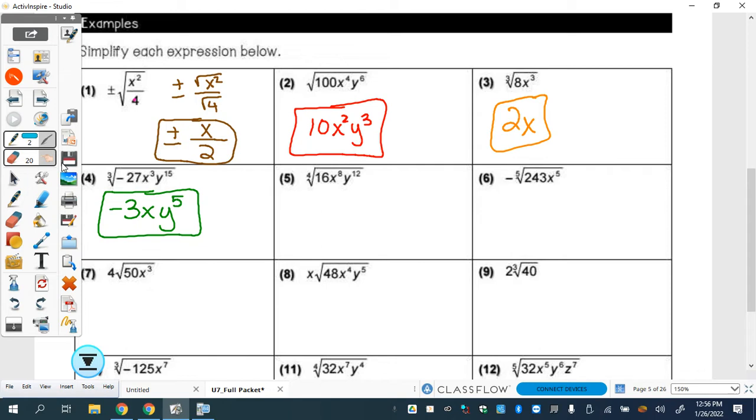All right, what root are we looking for in number 5? Fourth root. So is 16 a perfect fourth? Yes. Is x to the 8th a perfect fourth? Y to the 12th? All right, let's do this. What's the fourth root of 16? 2. And then we have x to the y to the, there we go.